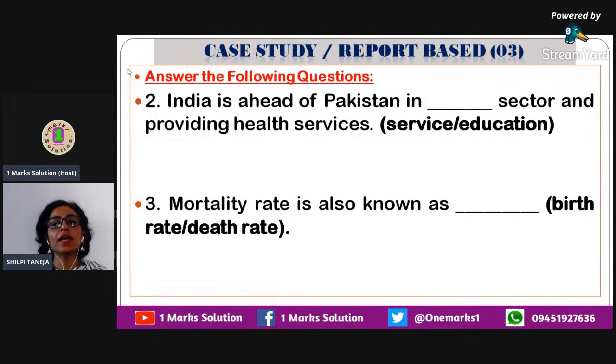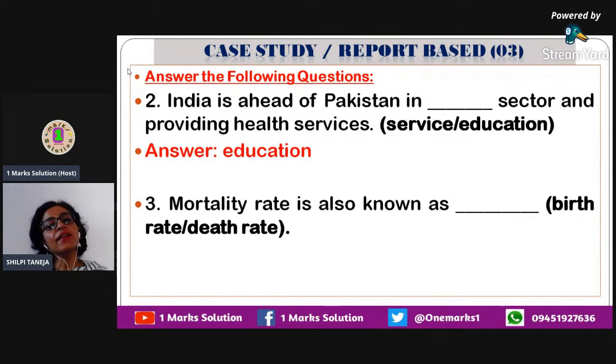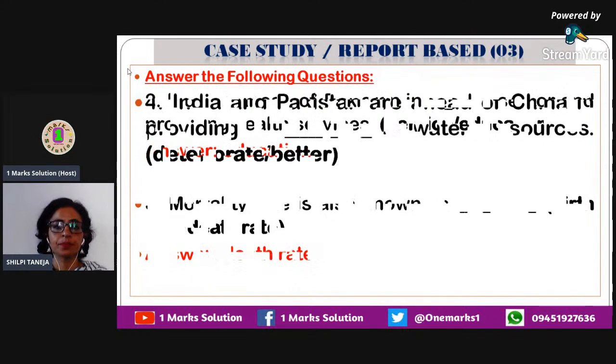Now India is ahead of Pakistan. किस चीज में इंडिया आगे है? Service sector or education sector. So we are ahead in education sector. Mortality rate is also known as, क्या बोलते हैं mortality, infant mortality पढ़ी हमने, maternal mortality पढ़ी. So there we discuss about the death rates of the country.